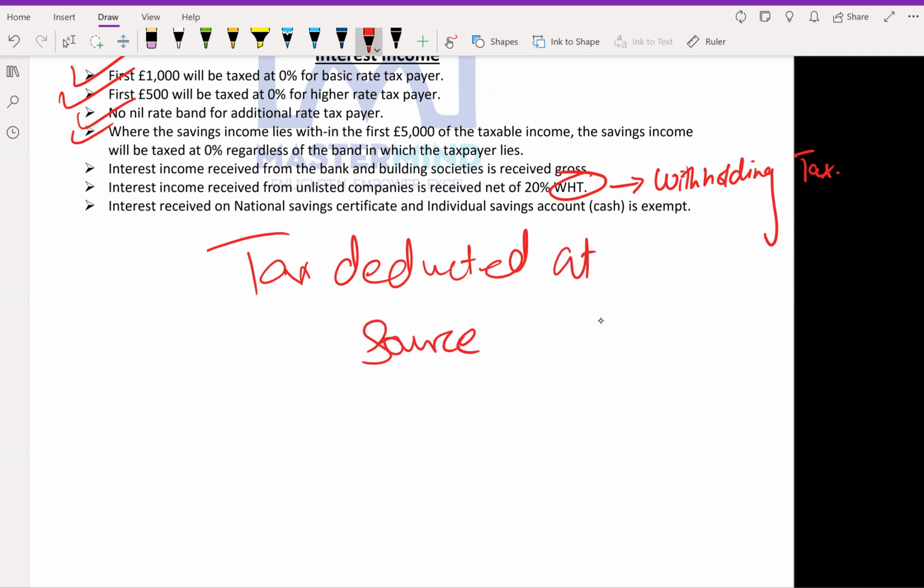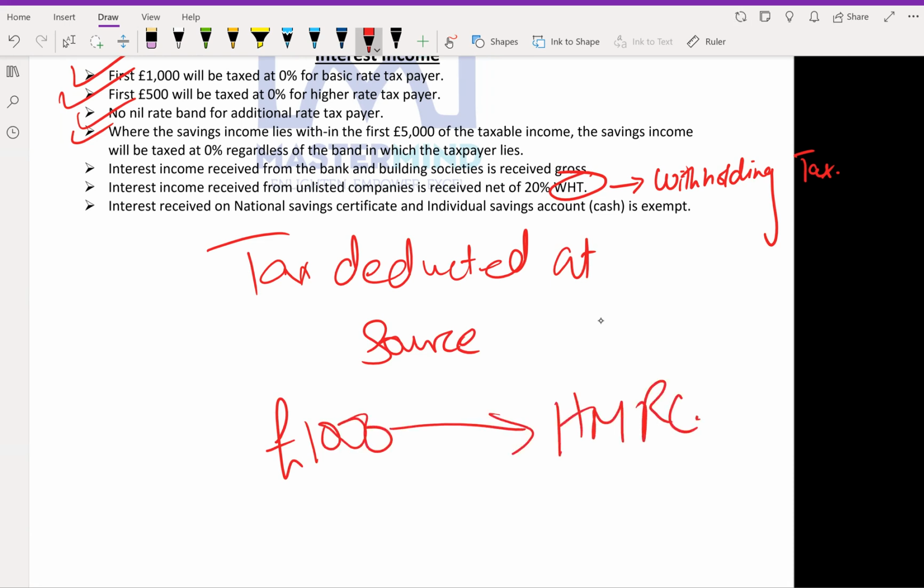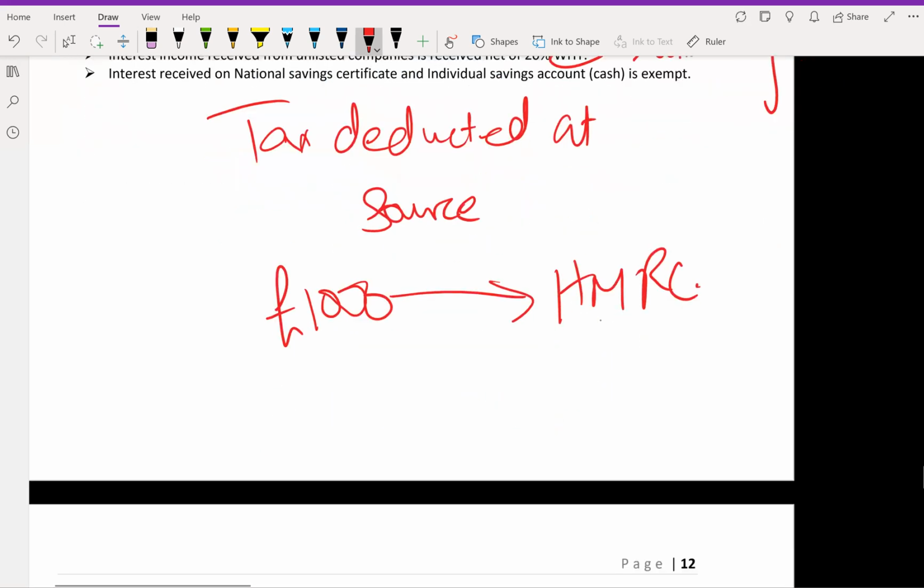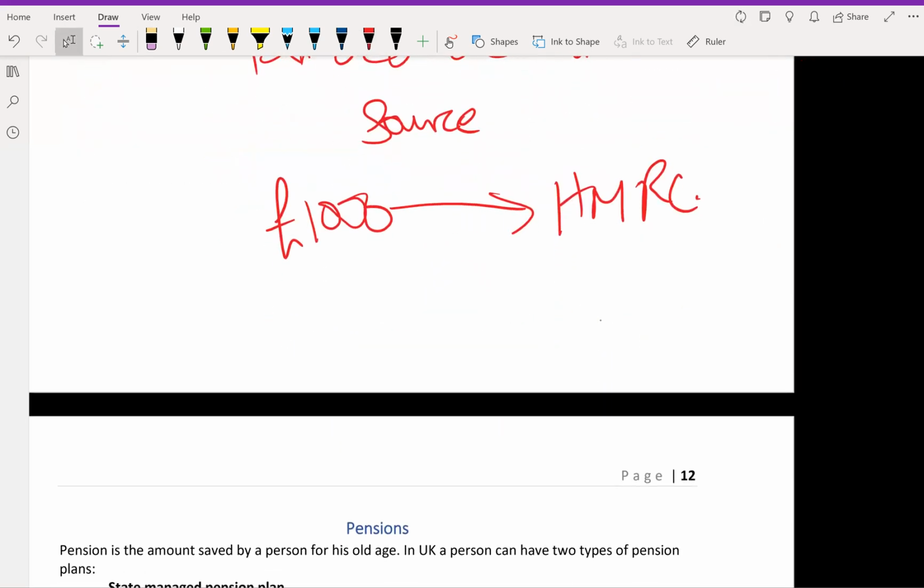Usually what happens when you earn your income, you tell HMRC what you've earned. And that is when they collect tax. You tell them through your return filing. You file your returns, and that is how they get to know that this is how much you earned, and they'll collect tax on it, right?